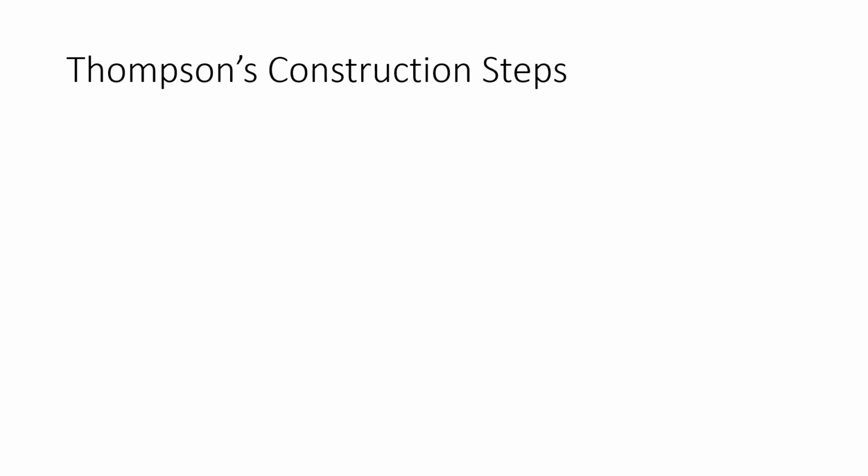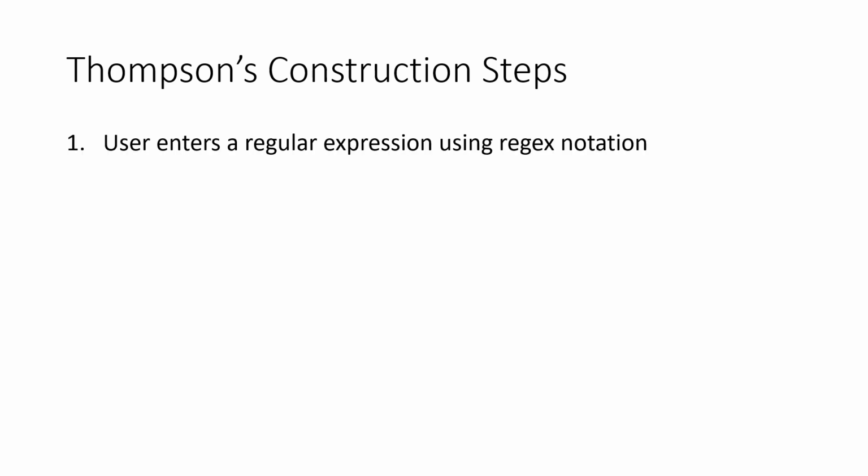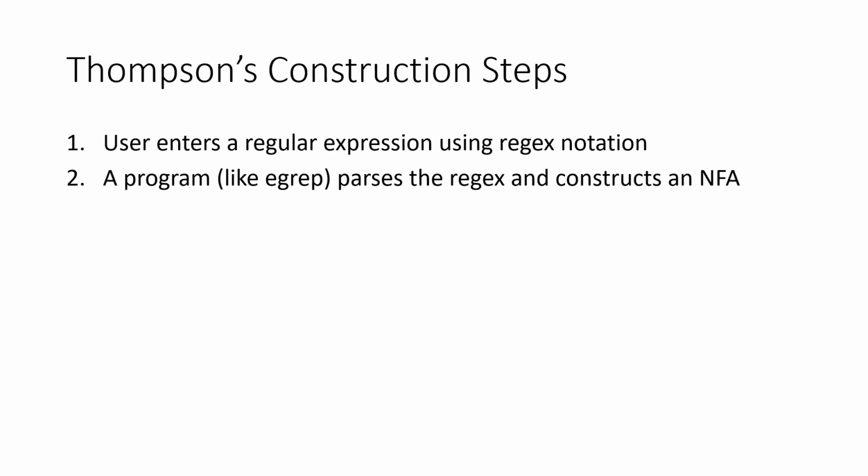The steps of Thompson's construction are as follows. First, the user, probably you, is going to enter a regular expression using regex notation. So we've seen the pipe and the star and just not putting anything for concatenation. Now, a program like egrep will parse the regex and construct an NFA out of it.